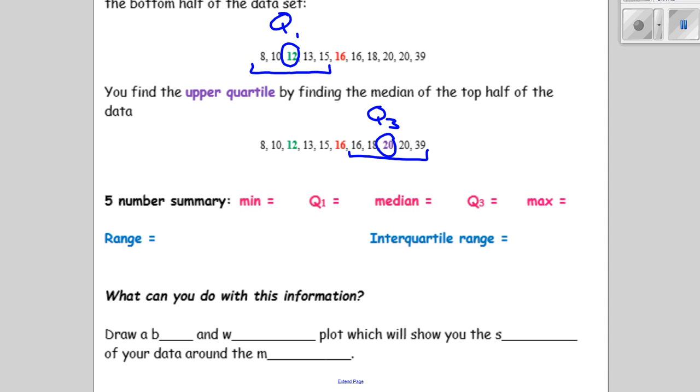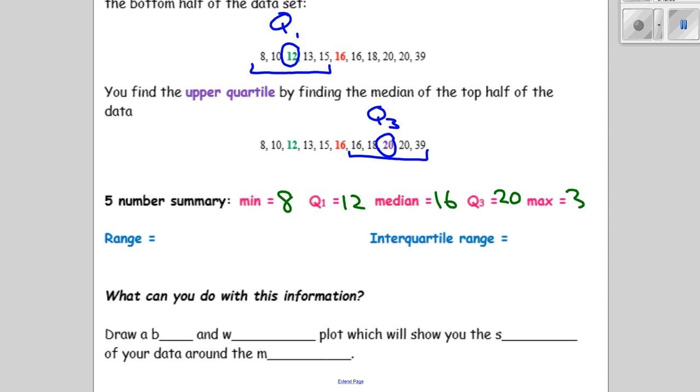Sometimes you ask for a 5-number summary. They want the minimum, lower quartile, the median, the upper quartile, and the maximum. So what's our 5-number summary of this data? What's my minimum? 8. Q1. 12. My median. 16. My Q3. 20. My max. 39.